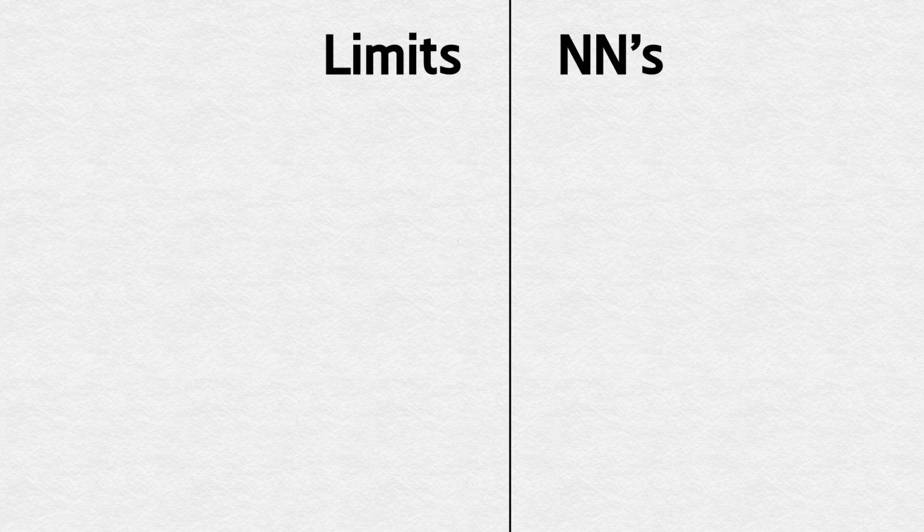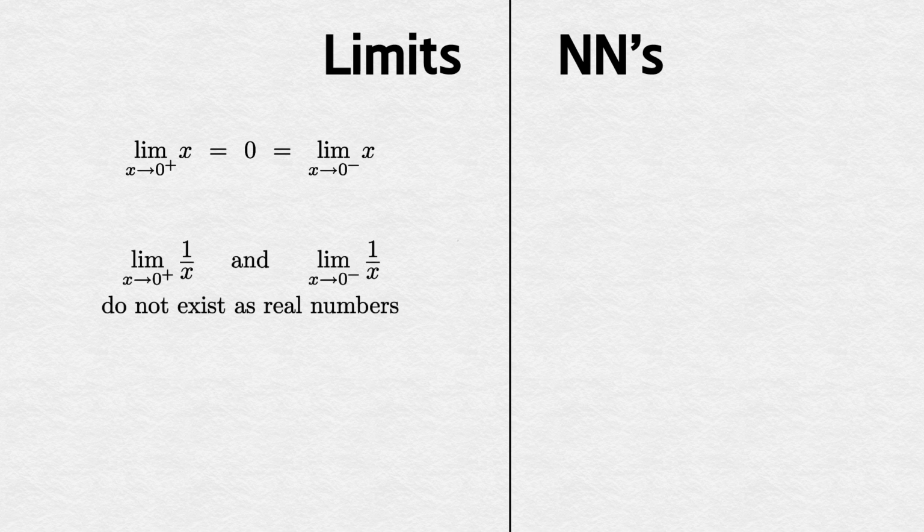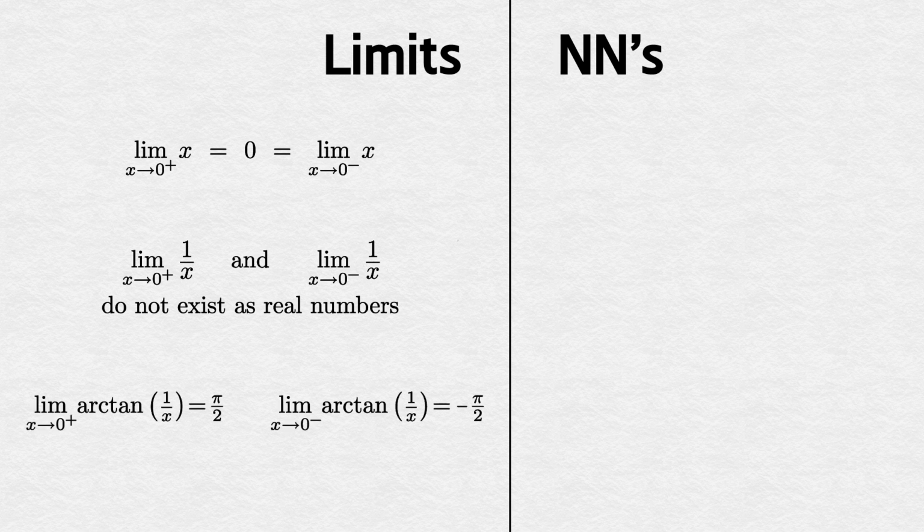Let's look at an explicit example of a failure of limit notation. Consider the following two limits: limit x goes to 0 from the right of x, and limit x goes to 0 from the left of x, both of which equal 0. If we reciprocate x, the corresponding limits do not exist. If we then apply the arctangent function, now the limits exist again, but they have different values. Limit x goes to 0 from the right of arctan of 1 over x is pi over 2, while limit x goes to 0 from the left of arctan of 1 over x is negative pi over 2.